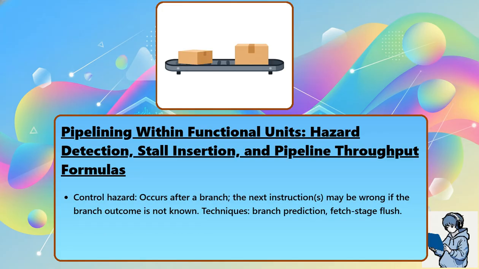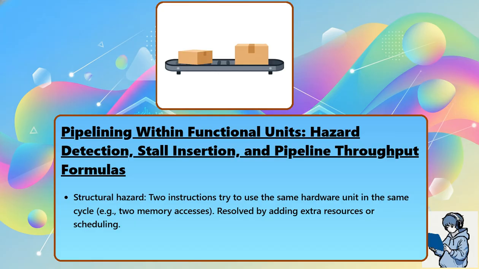Control hazard occurs after a branch. The next instructions may be wrong if the branch outcome is not known. Techniques: branch prediction, fetch stage flush. Structural hazard: two instructions try to use the same hardware unit in the same cycle, for example, two memory accesses. Resolved by adding extra resources or scheduling.